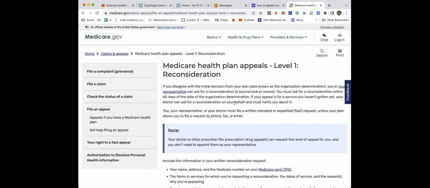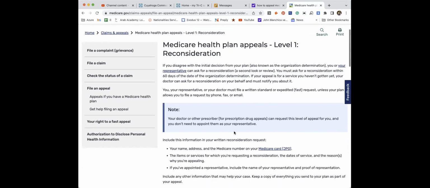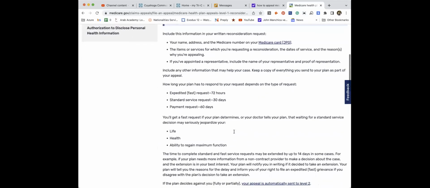You can ask for reconsideration within 60 days of the date of the organization's determination. If your appeal is for a service you haven't gotten yet, your doctor can ask for reconsideration on your behalf and must notify you about it. You, your representative, or your doctor must file a written standard or expedited fast request unless your plan allows you to file a request by phone, fax, or email. These are the information and the things that you need.